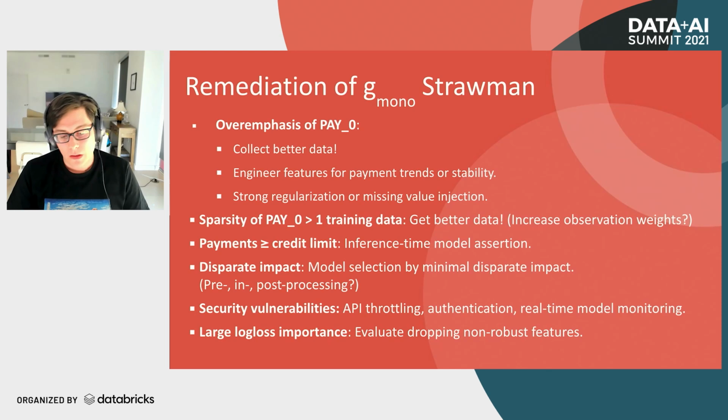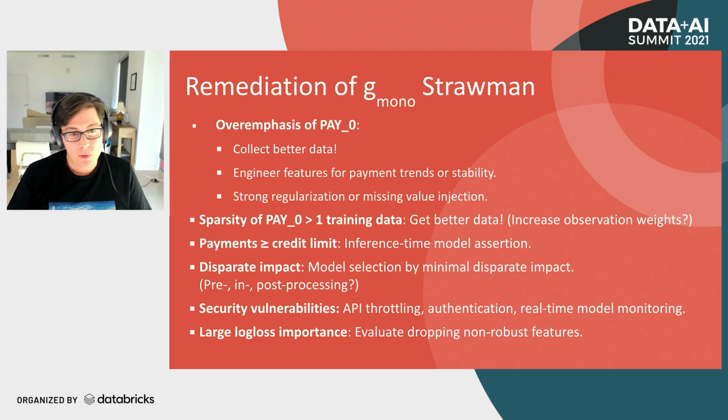All right, so what can we do to fix that straw man, my G-mono straw man, my monotonically constrained gradient boosting model? So I think the number one thing we could do is just collect better data. And I think that goes for many machine learning projects. We can use experimental design to collect the data that we actually need, as opposed to using data exhaust from other organizational processes to try to answer a difficult question.